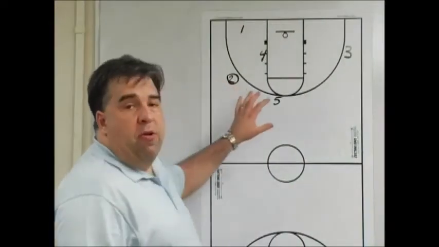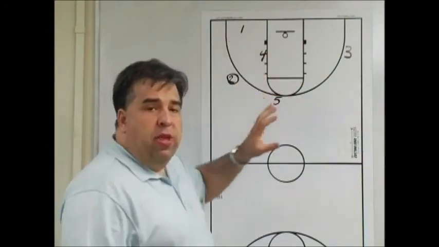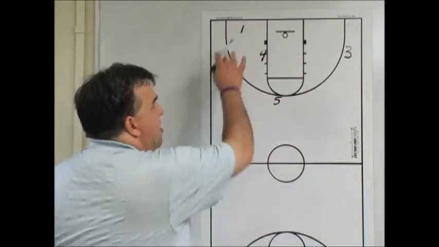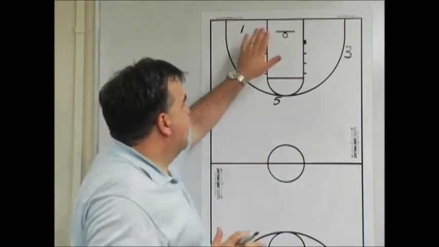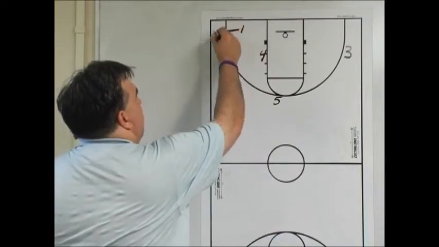So now we've got the ball here on the side. 2 is looking either for 1 here in the short corner, looking at 4 here in the low post, possibly looking to 5 here in the high post. Now if 1 doesn't get the ball in the short corner, and again the short corner is the area between the lane and the 3-point line, we'll have 1 just go ahead and step out here into this corner area.